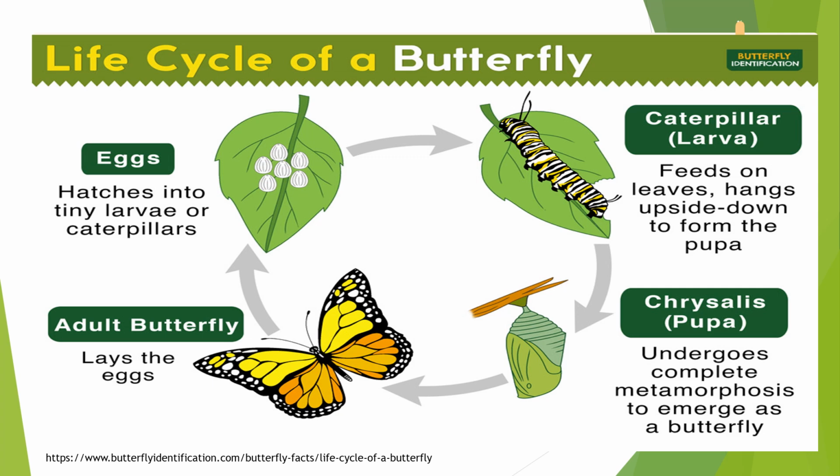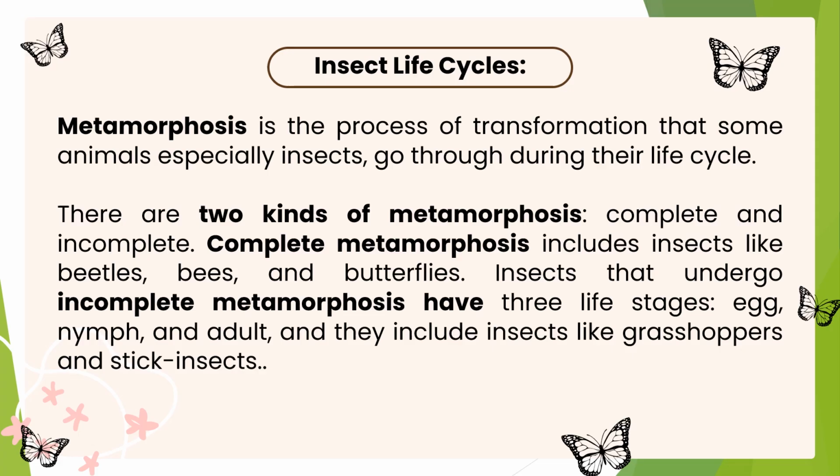Finally, after a few weeks, the adult butterfly emerges from the chrysalis. At first, its wings are crumpled and wet, but soon they dry and expand, allowing the butterfly to fly. Adult butterflies are often colorful and can be found feeding on flowers. They are also busy laying eggs to start the life cycle all over again.